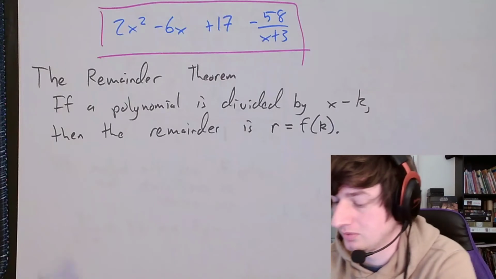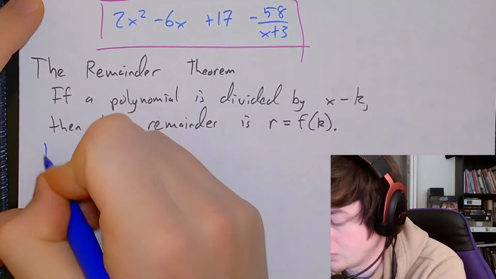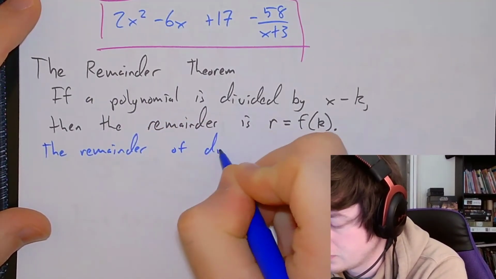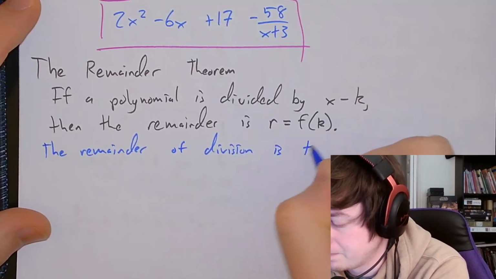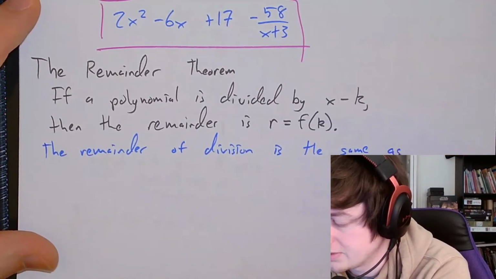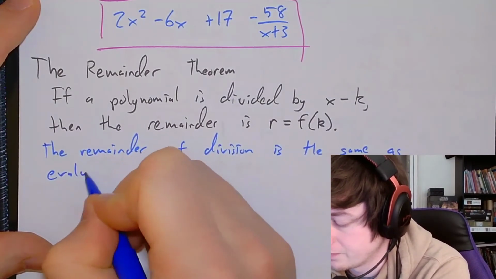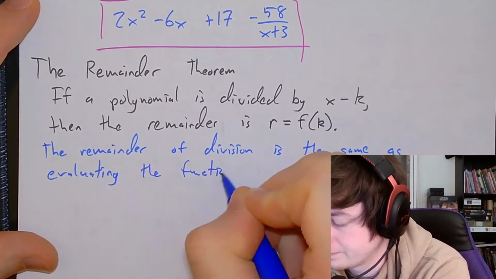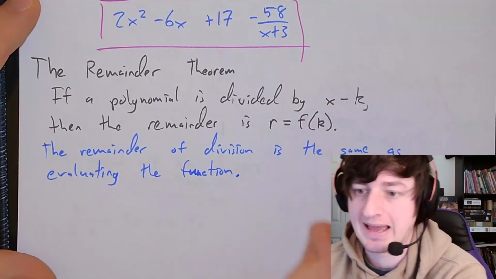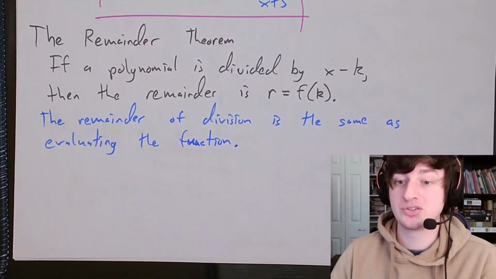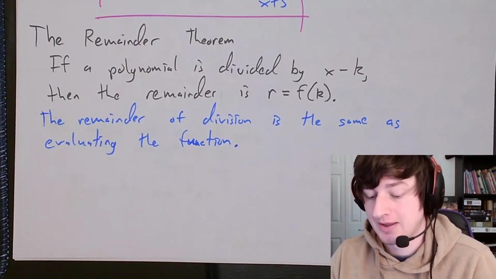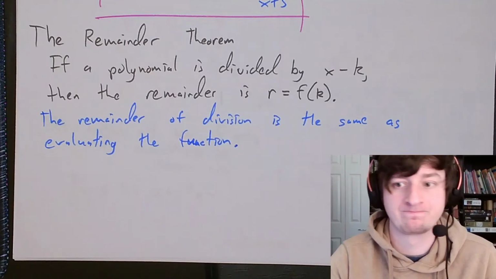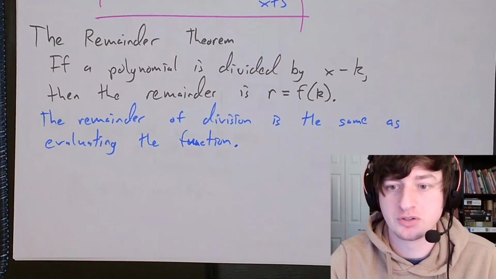So this is my interpretation. The remainder of division is the same as evaluating the function. How is that useful? Well, that means you can use synthetic division to evaluate functions. You can use synthetic division to evaluate functions.